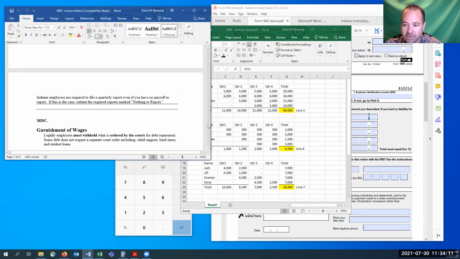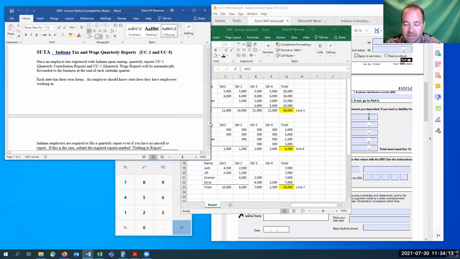All right, we're going to finish out. We've got just a few items left to hit here. SUTA, when you're doing SUTA for the state, so we've just done FUTA payments through the 940. The SUTA, every state has their own forms. So for Indiana, they're called a UC1 and a UC5. So once your business is signed up with the state that says, yep, I'm a new business, they're going to start providing you with these UC1, these quarterly reports that tell them how much was taxable. It's going to be the same as FUTA.